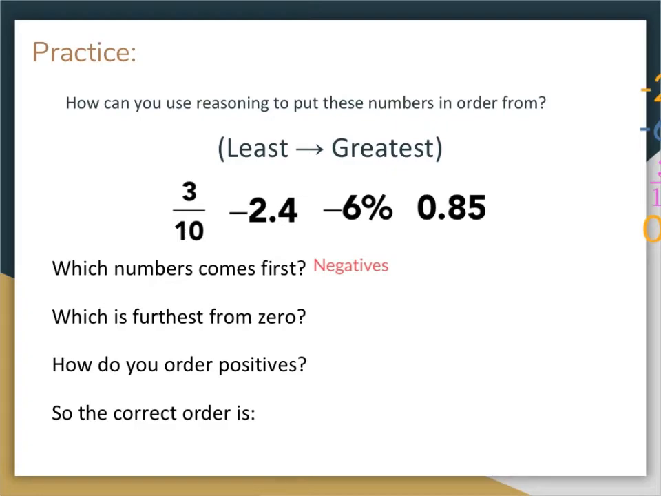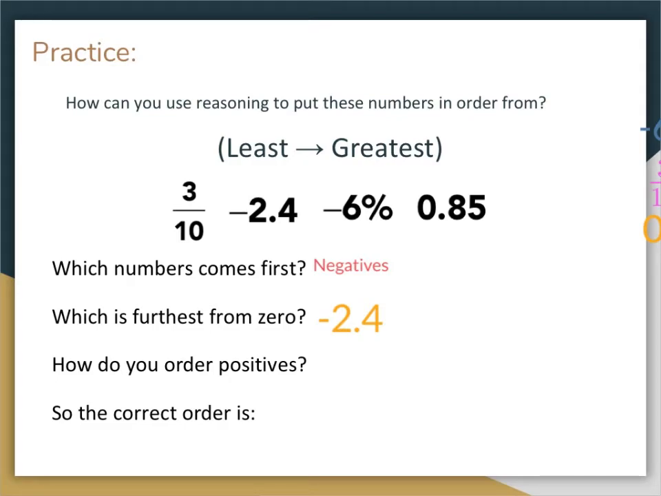So let's take a look at some other things. Which one is the furthest away from 0? If I'm looking at the one that's furthest away from 0, I've got 0.85, that's almost 1. -6%, that's a very small amount of percentage. It'll be right up against 0. 3/10, again, it's going to be really close to 1, but the one that's going to be the furthest away from 0, -2.4, out of all these numbers is going to be almost double and plus further away from 0. So I know that -2.4 is going to be the one that's furthest away from 0. So how do we order our positives?